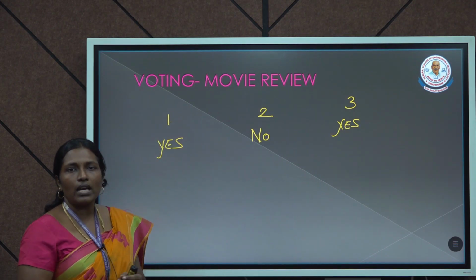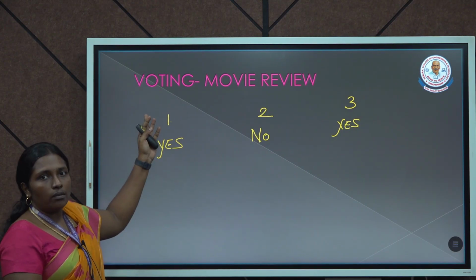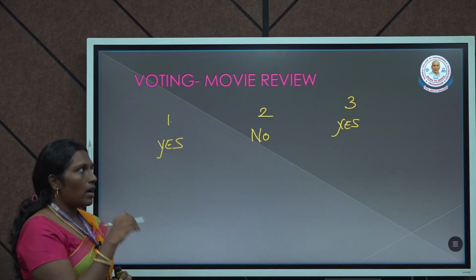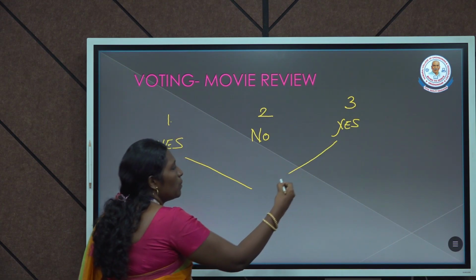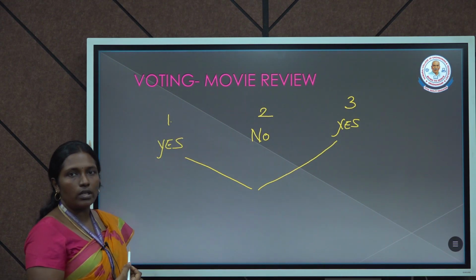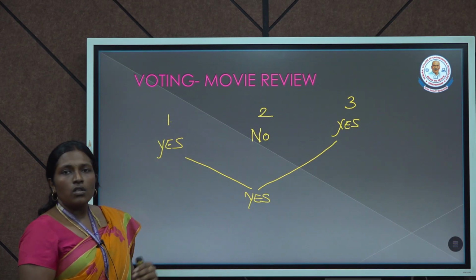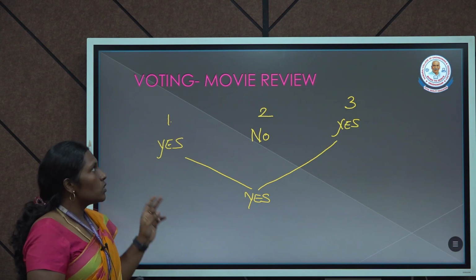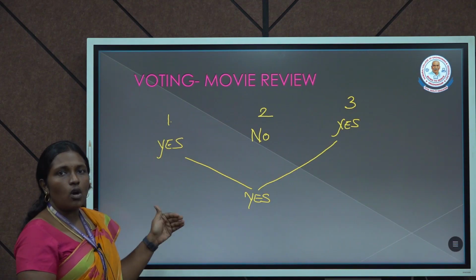For this kind of classification problem, I will be using voting. I got votes from all my 3 friends, and from this I will take the majority vote. The majority vote I got is yes, so I will be going to watch the movie. So this is a classification problem based on voting.